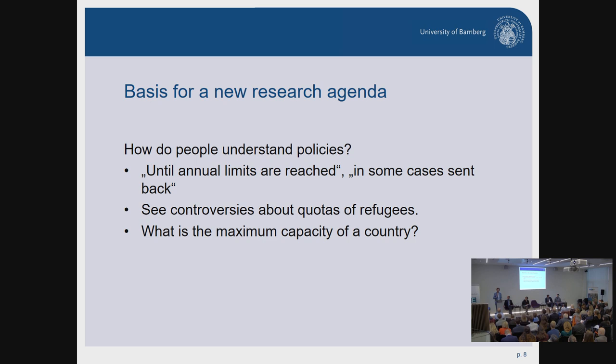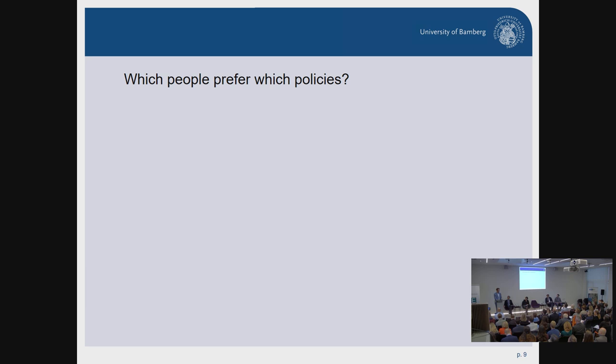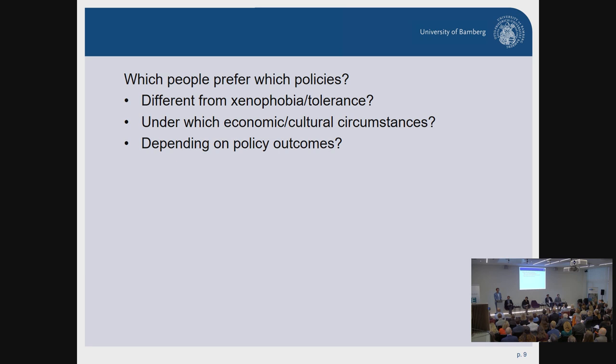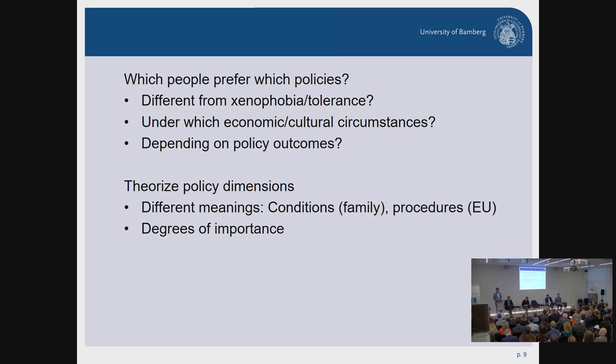I think the project team is also working on this specific question. Which are the people who prefer these policies? So we have seen some average findings, what the general population thinks, but maybe some people think differently depending on their education, their income, other preferences about specific issues. Then I think it's also important for the future to theorize a specific policy dimension.